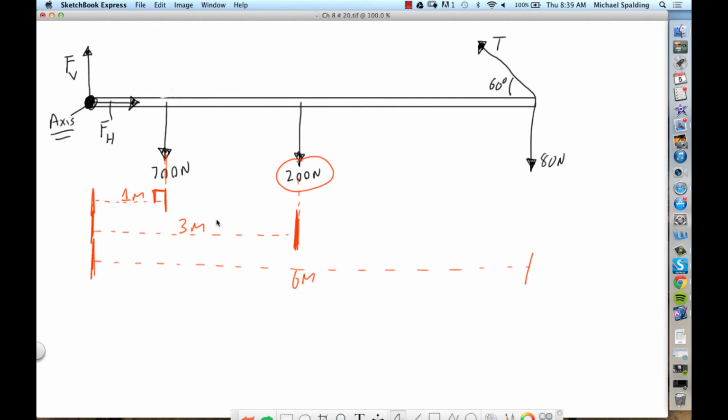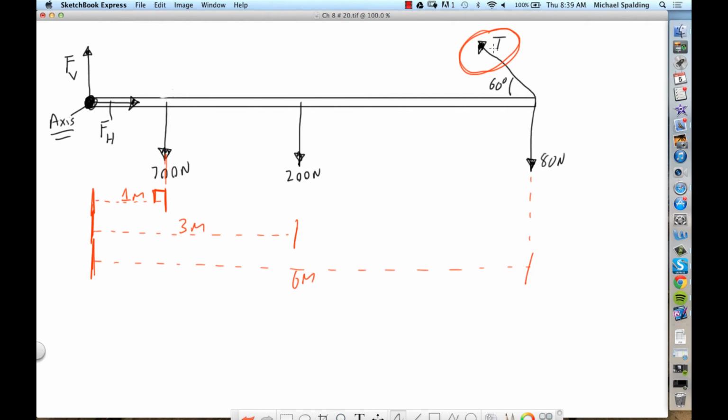Okay? The 80 newtons, the goodies hanging off the end of the beam, is this going to be perpendicular to the 6 meters? Yep. That's good. Now what about the tension? Is this tension here perpendicular to the length of the beam? No. So we're going to have to do some work there.